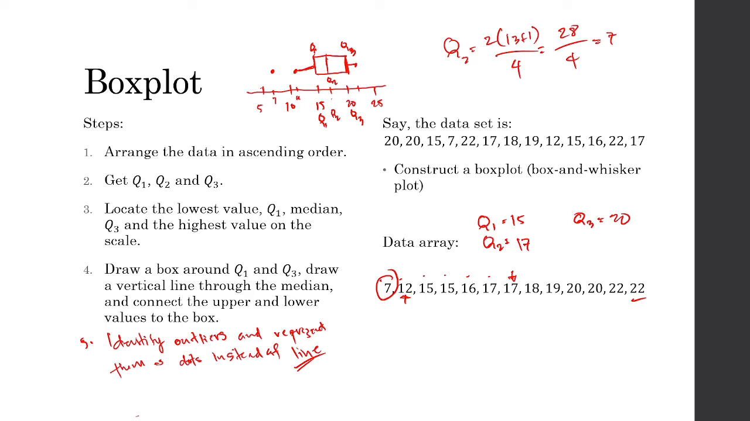However, you just need to locate all of these values: your lowest value, your first quartile, median, or our second quartile, third quartile, and the highest value on the scale. You need to draw a box around Q1 and Q3. Then draw a vertical line through the median and connect the upper and the lower values to the box. In case of outliers, you need to represent them as dots instead of part of the line.